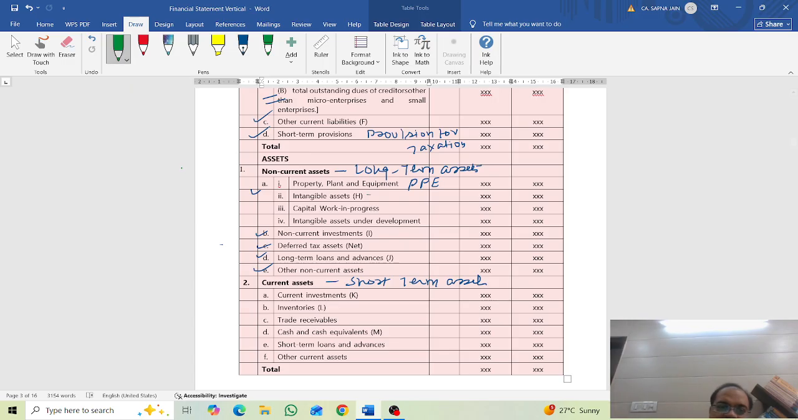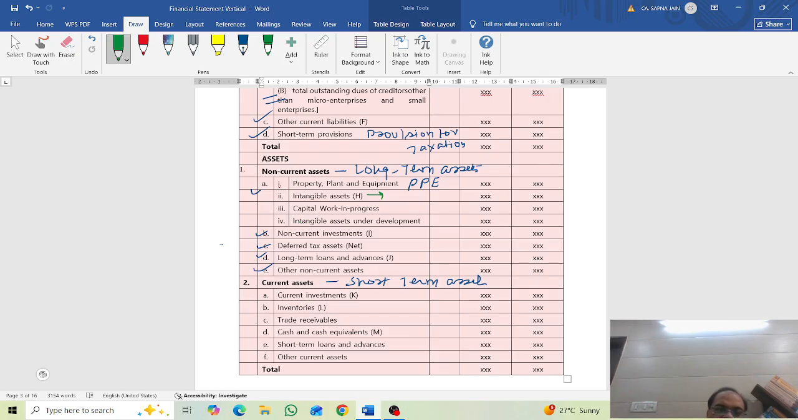Number second is the intangible assets. We have already discussed in the first video two types of assets, tangible assets and intangible assets. Property, plant and equipment come under the tangible assets. But the intangible assets are goodwill, patent, copyright, know-how, franchisee, license. All are the intangible assets.